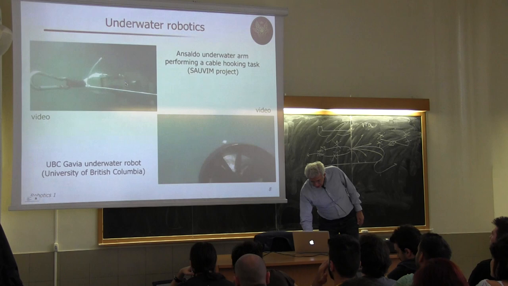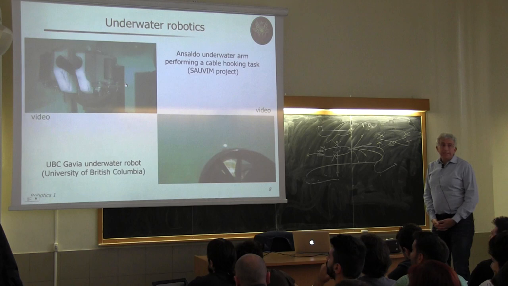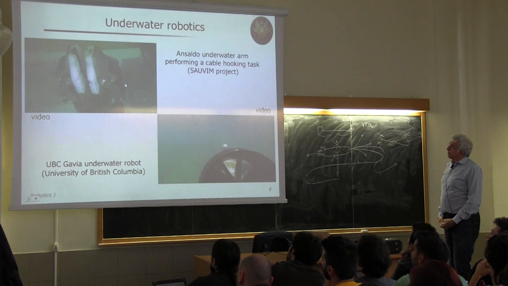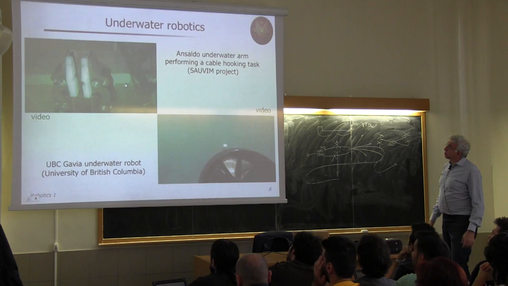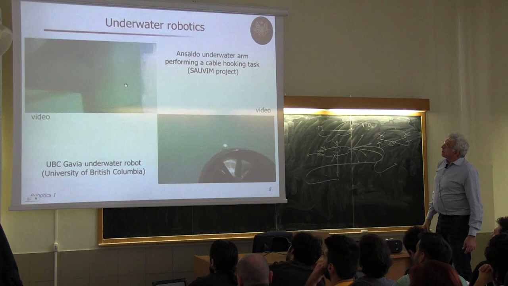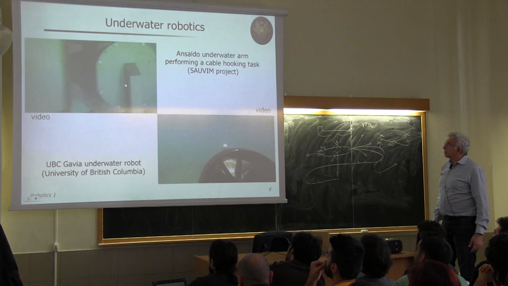Now, this is a more conventional use. This is a robot developed by Ansaldo in Genova, doing some task underwater. In this case, a very simple task, hooking a cable on some floating object underwater. This is a standard industrial gripper, so it has only two positions, open or closed. Okay. The whole structure is sealed to sustain the presence of water, to avoid that water enters into the structure.